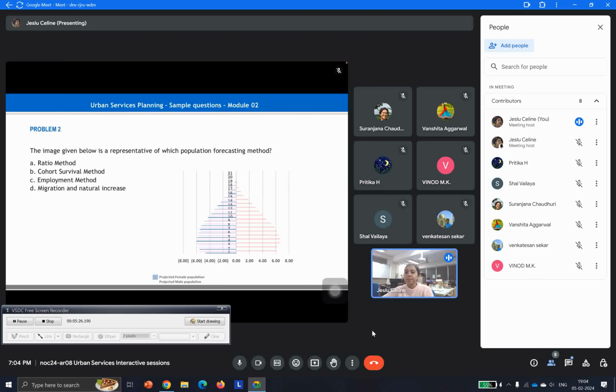Problem two. The image given below is a representative of which population forecasting method? A, ratio method; B, cohort survival method; C, employment method; D, migration and natural increase method. B, B, B. Yes, everybody says B. Okay, let's discuss all these methods very briefly.